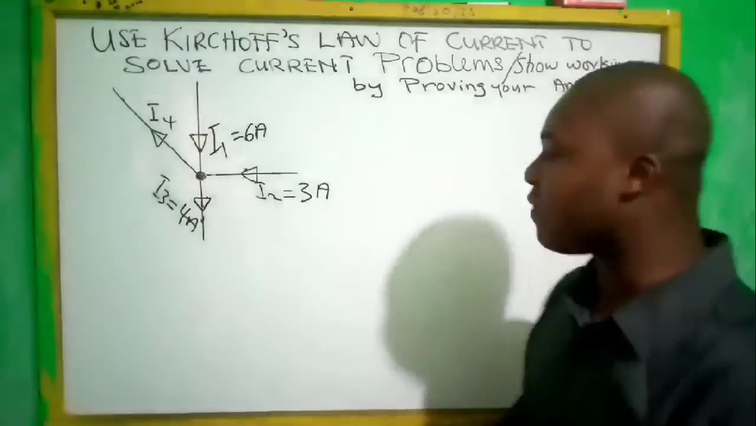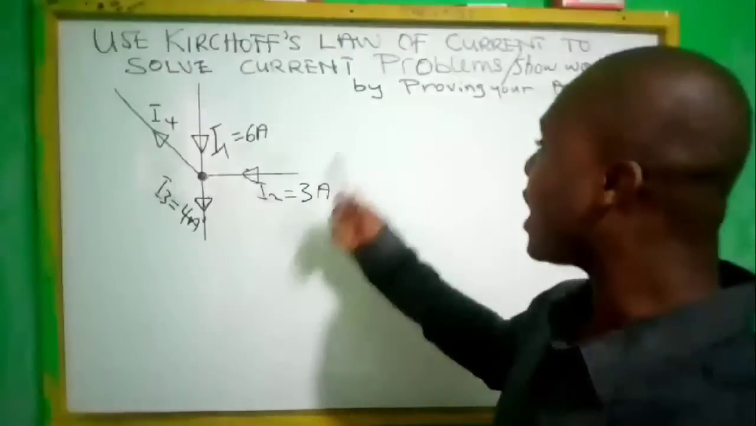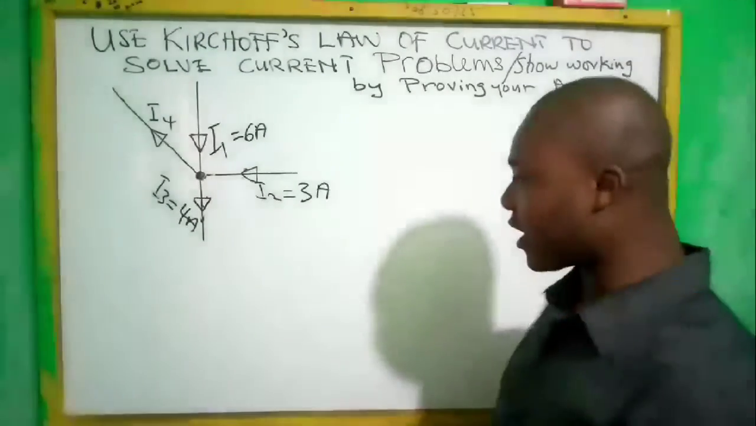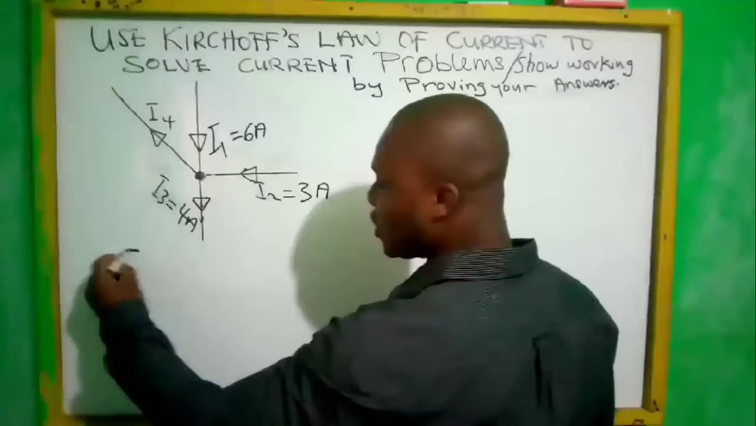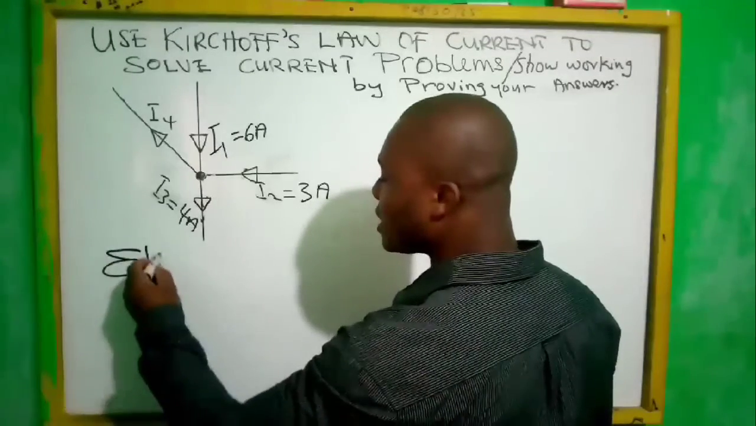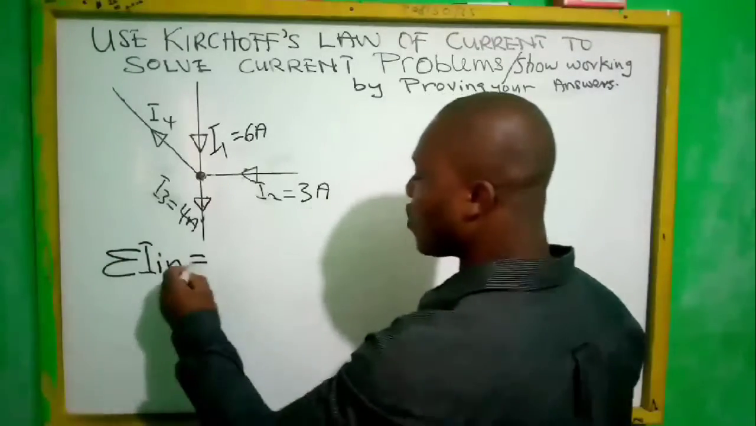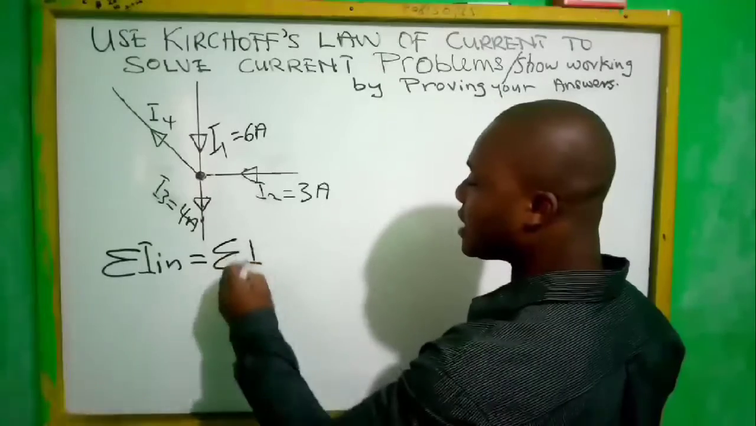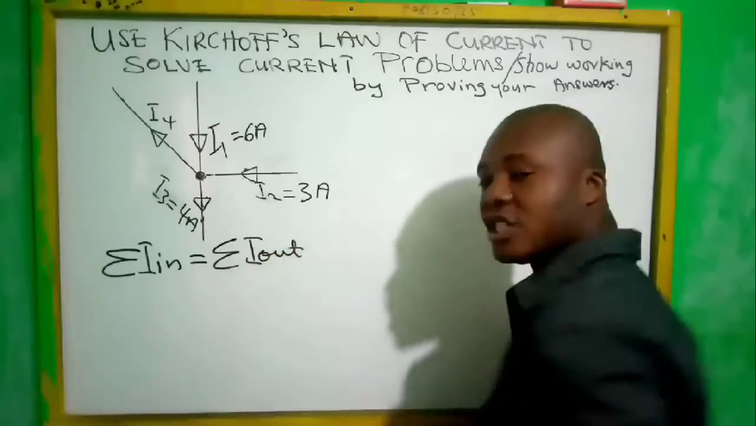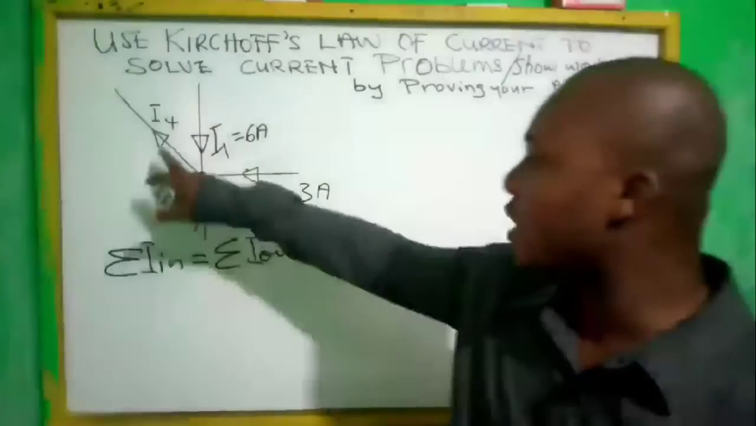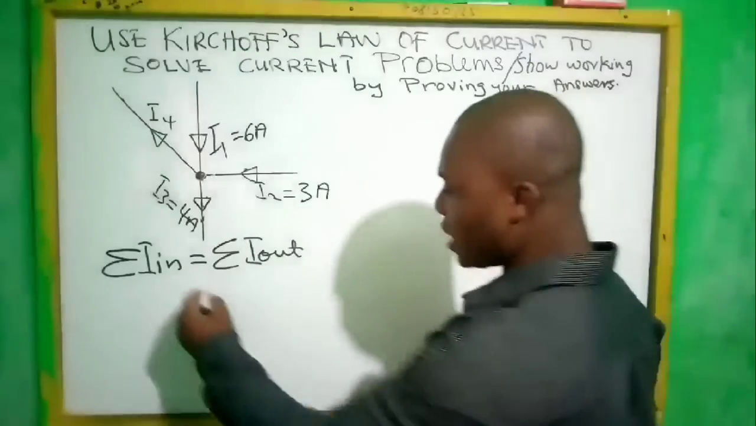So we have a general formula for finding current under Kirchhoff's law. This is the general formula: current in is equal to current out. As we can see, I4 is unknown, so we are looking for I4.